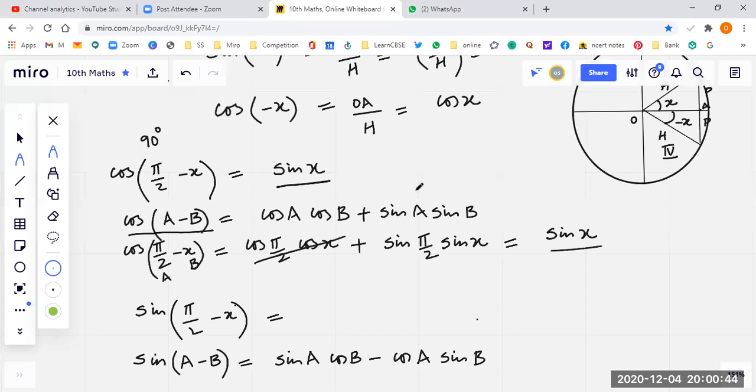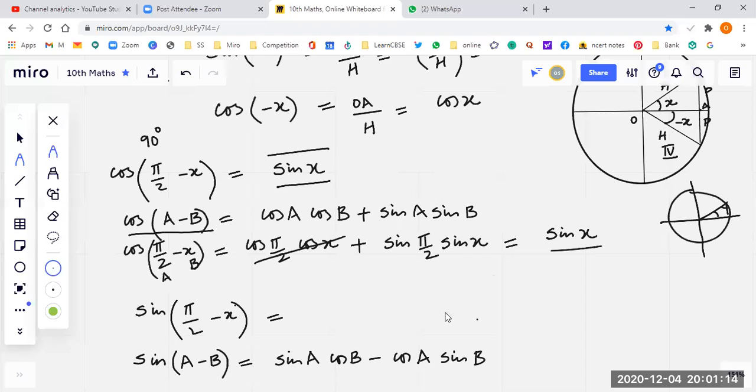This can be proven in another way also. You can take a circle, then let's say this angle is x, right? Then this angle would be pi by 2 minus x. So this way also it can be proven. All right. Now comes sine of pi by 2 minus x. What is it?